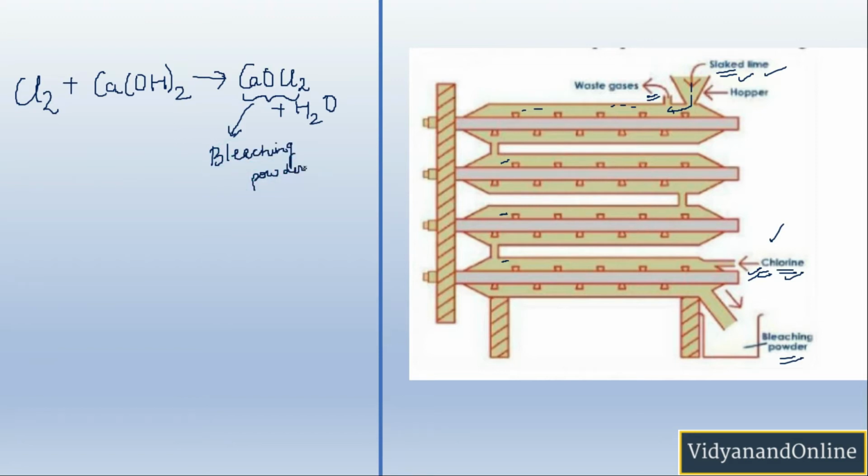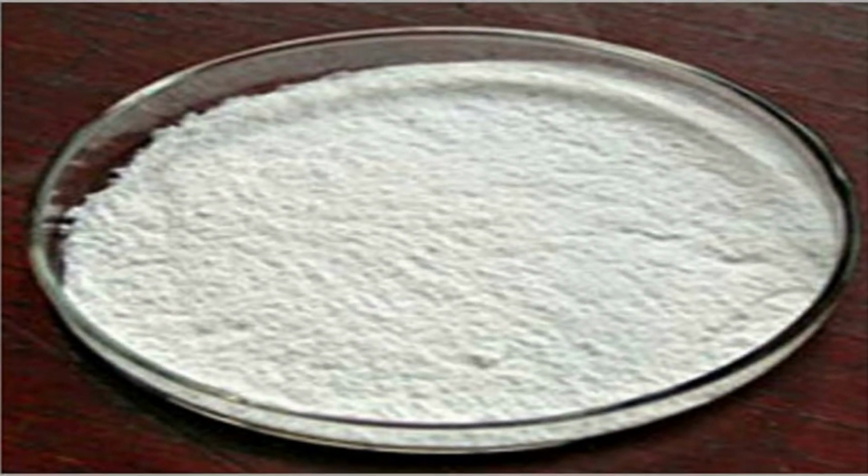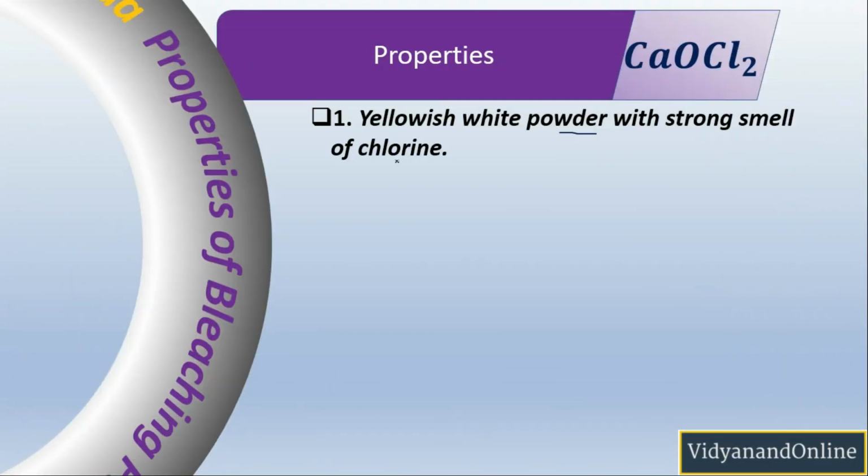Now we are going to understand the properties of this bleaching powder. The first property is that it is a yellowish white powder with a strong smell of chlorine. Why this happens is that calcium oxychloride, CaOCl2, which is bleaching powder, slowly reacts with carbon dioxide present in the air. This carbon dioxide slowly decomposes calcium oxychloride to give calcium carbonate, CaCO3, along with the liberation of chlorine gas. That is why bleaching powder gives a very strong smell of chlorine.